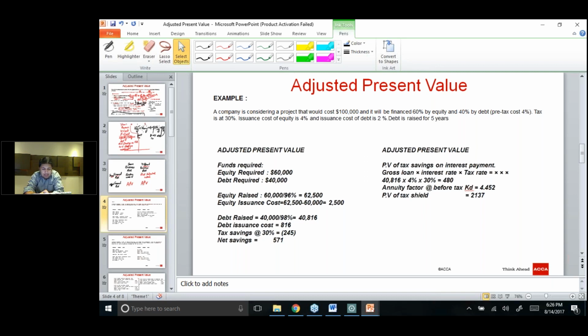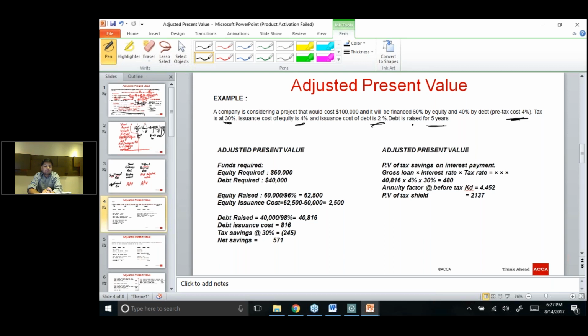So the first example is, a company is considering a project that would cost $100,000 and it will be financed 60% by equity, 40% by debt, and the cost of debt is 4%. Tax is at 30%, issuance cost of equity is 4%, and issuance cost of debt is 2%. We know from the basics that issuance cost of equity is normally higher than the issuance cost of debt, and that is being raised for 5 years.